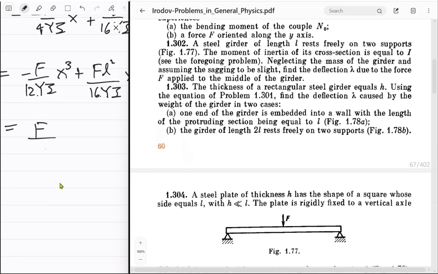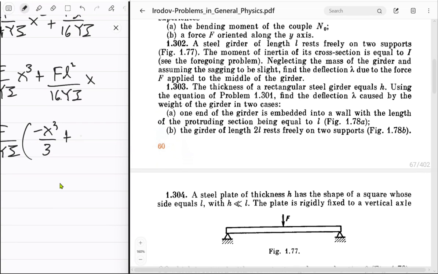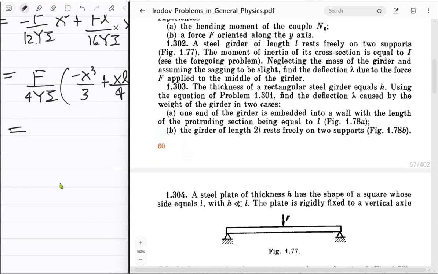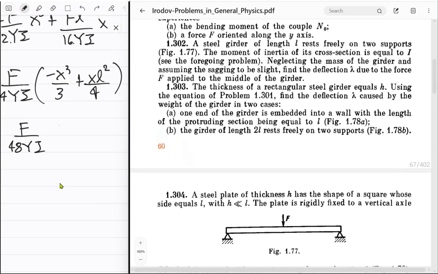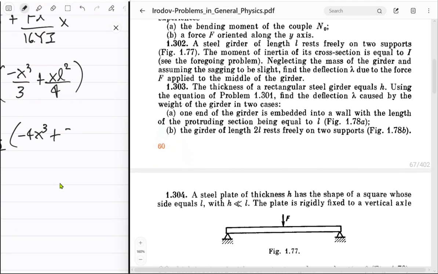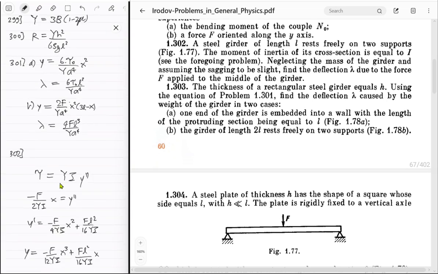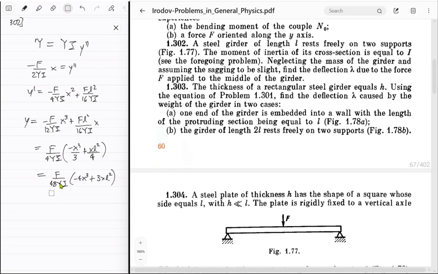So F upon, let's just take out 4, then Young's modulus inertia. Then you got negative x cubed upon 3 plus L squared. Is that right? So xL squared upon 4, of course, which is, okay, let's just take out 12. So you will just have F upon 48 Young's modulus inertia, and then this is going to be 4 times that. So negative 4x cubed plus 3xL squared. Awesome. Finally, we have the equation. Okay. Actually, you know what? No, I like this one better because taking the derivative of this guy is much easier. So yeah, that's our y value.